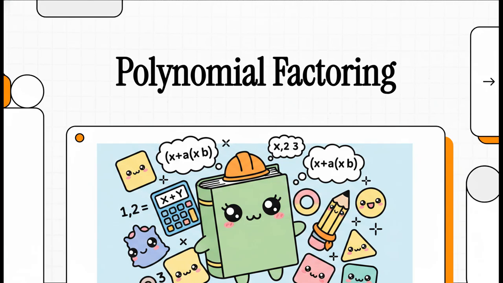All right, welcome focus learners to today's explainer. If you've been staring at polynomial factoring and just begging for a faster, more systematic approach, well, you are in exactly the right place. Today, we are officially upgrading.